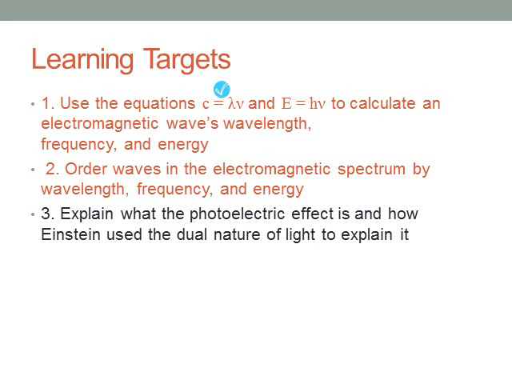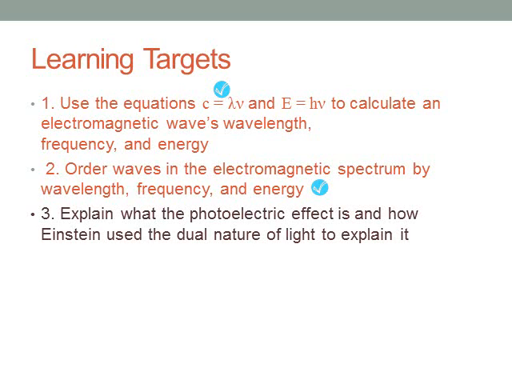This is the second part of the light's dual nature presentation. You can see the learning targets that we hit up in our last video: using the equation c equals lambda nu to calculate wavelength and frequency. And then we also looked at ordering waves in the electromagnetic spectrum by their wavelength, frequency, and energy.